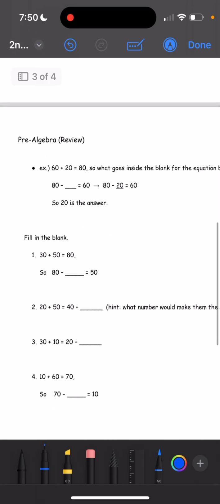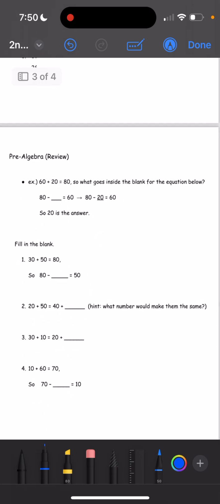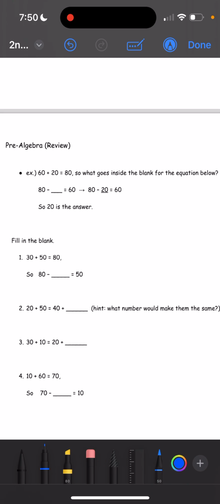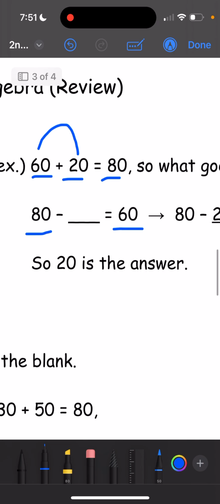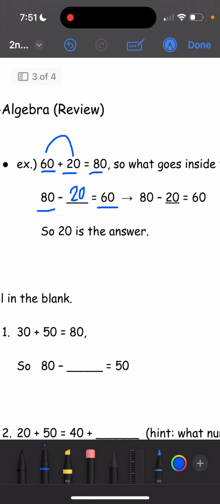And now we have pre-algebra review. This is from last week. Example, 60 plus 20 equals 80. So what goes inside the blank for the equation below? The equation below is 80 minus blank equals 60. Looking at over here, we have 60 plus 20 equals 80. So for subtracting, we're doing 80 minus what equals 60? Well, 60 plus 20 equals 80, so if you subtract 20 from 80, it'll equal 60. So the answer is 20.